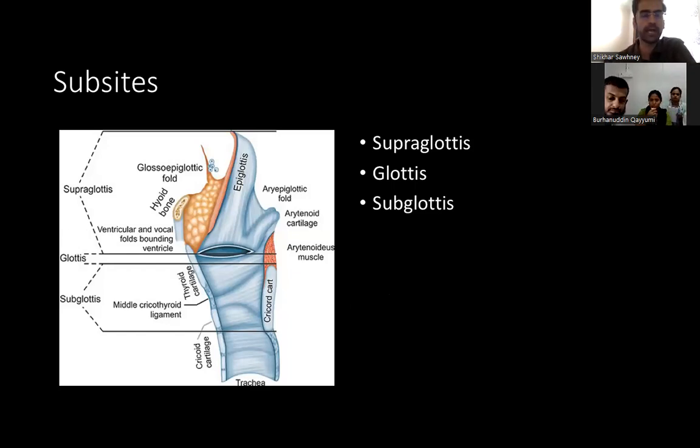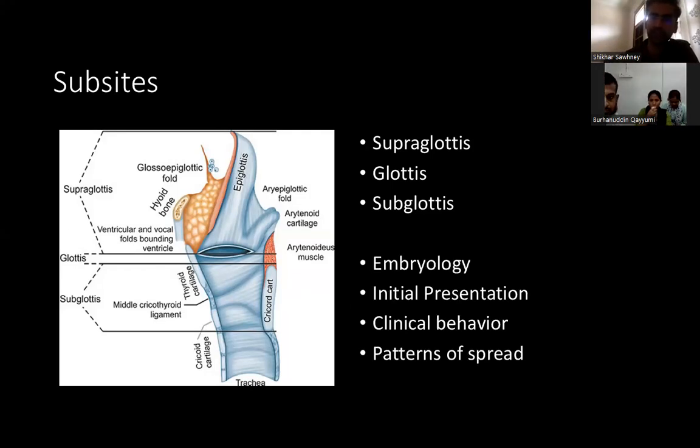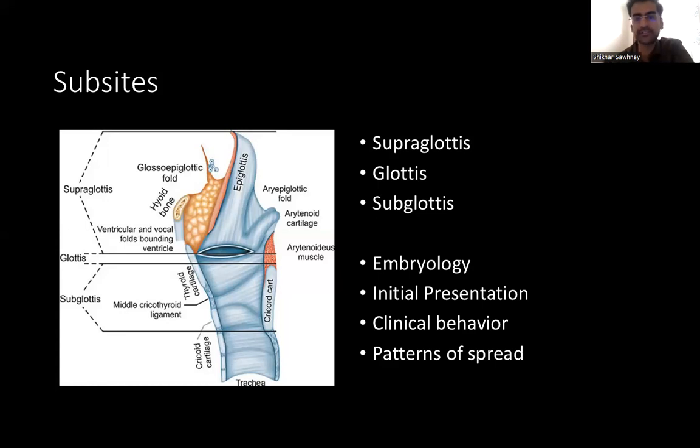Now, as we all know, larynx has three subsites: the supraglottis, glottis, and the subglottis. Now, these are divided not just anatomically, but they also have a different embryological basis to it. The presentation of the tumors in these three different subsites behaves differently. The clinical behavior is also different, as well as the patterns of spread.